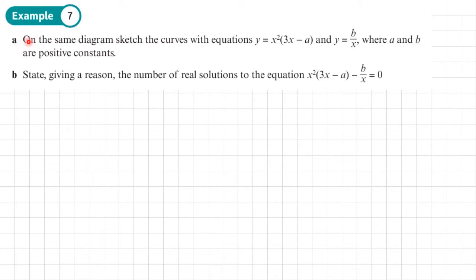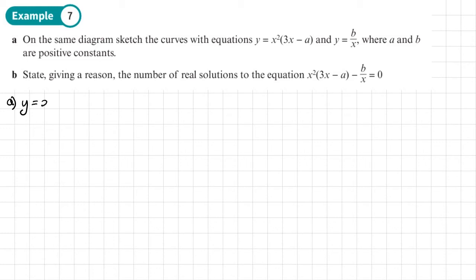Example 7. On the same diagram, sketch the curves with these equations where a and b are positive constants. Now you'll notice on this question we've got letters here. So when we write down the coordinates where this graph or this graph intersect or touch the axis, we may need to give those coordinates in terms of a or b. So we'll start with the first one.